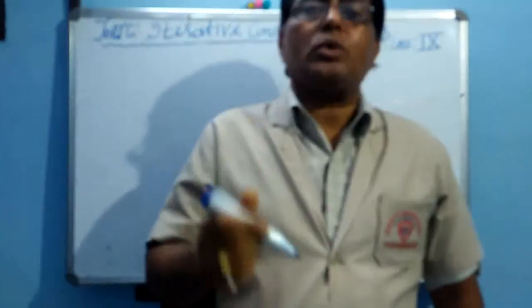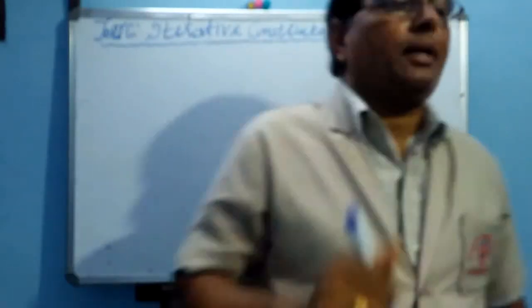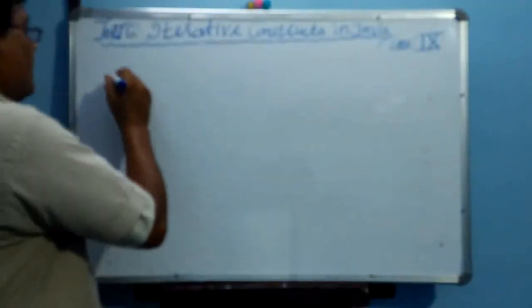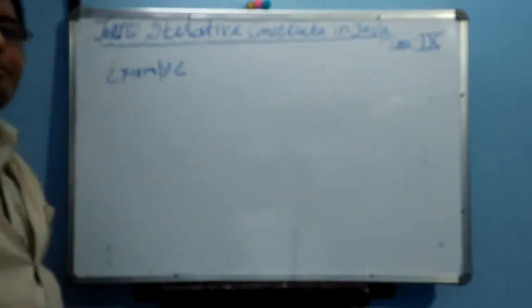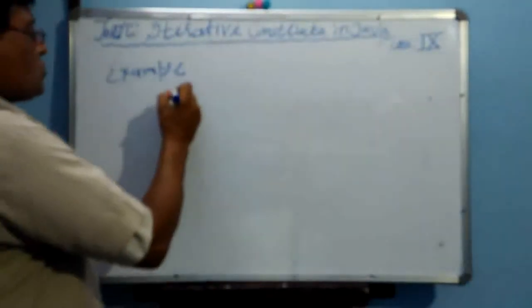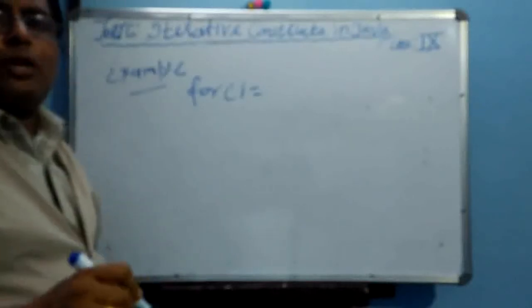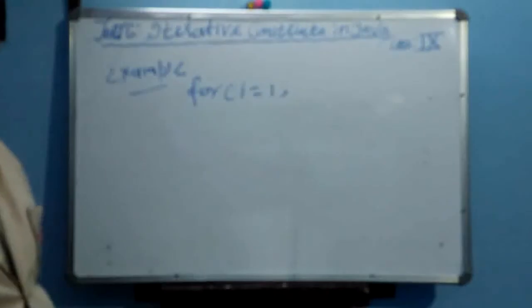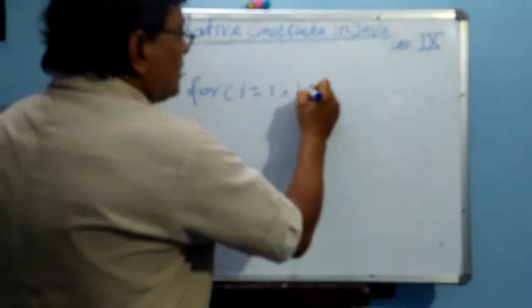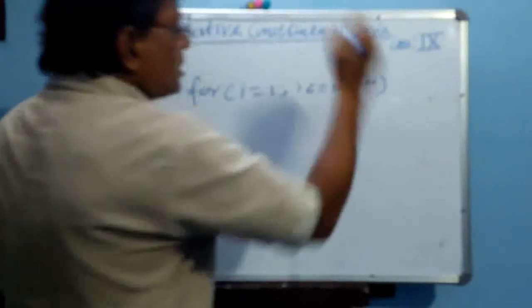So we will try to understand the break statement with the help of an example. Suppose for loop, I is equal to, we have to give the initial value as 1, then semicolon, and I is less than or equal to 10, then I is increased.